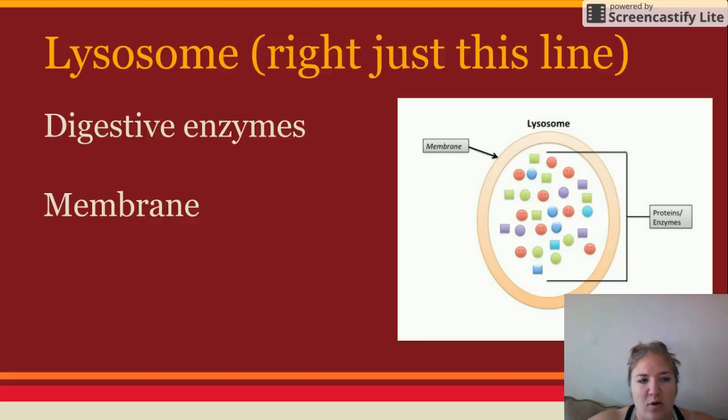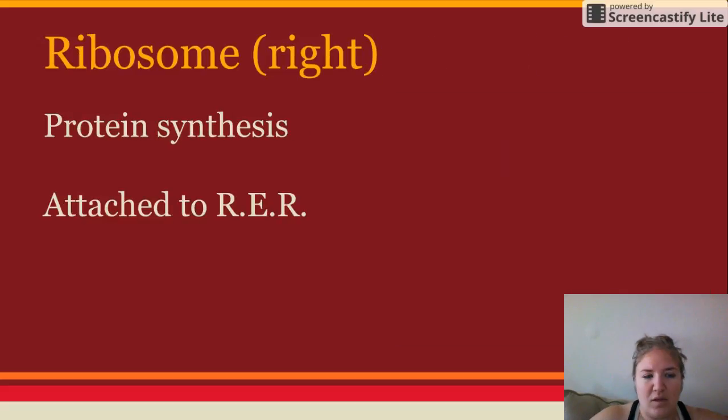The lysosome actually contains these digestive enzymes and proteins, and it's a little tiny organelle that moves around. It has its own membrane, just like the other ones, and it contains these little enzymes, and it moves around the cell. The ribosome, this entire slide should go on your right side. This is where protein synthesis occurs, and it is usually attached to the rough endoplasmic reticulum, but can move around the cell and transport.